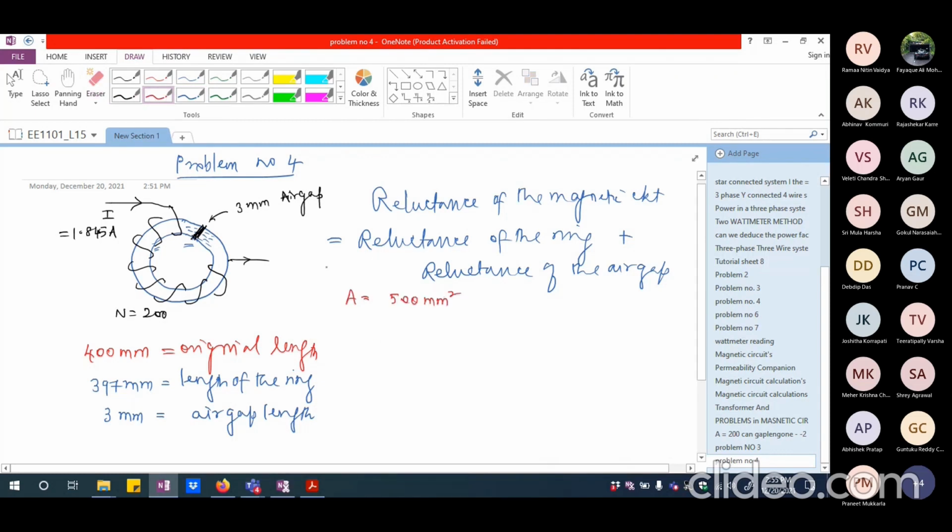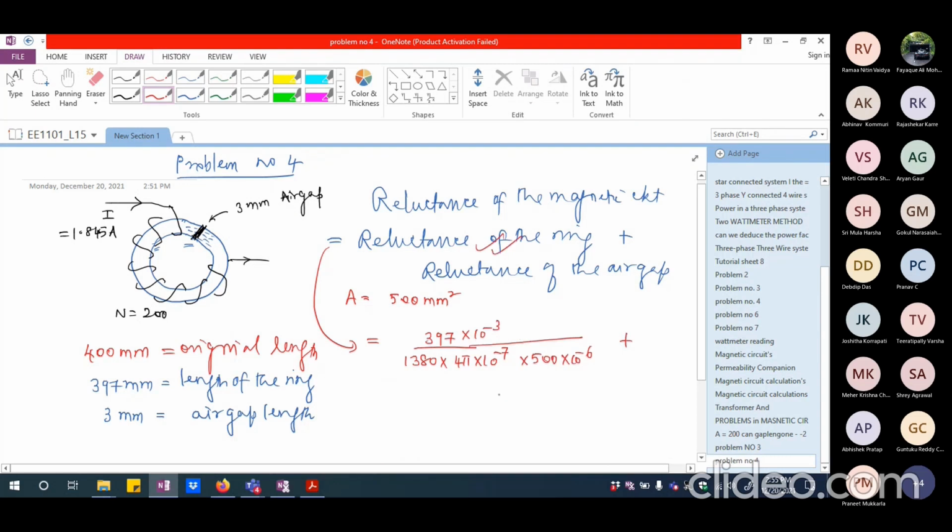So I should be able to write this as reluctance of the ring. I can write as 397 divided by 1380 multiplied by 4 pi into 10 power minus 7. So L by mu A, and A is 500 mm square. So 500 multiplied by 10 power minus 6. This is 397 multiplied by 10 power minus 3. So this is going to be the reluctance of the ring.